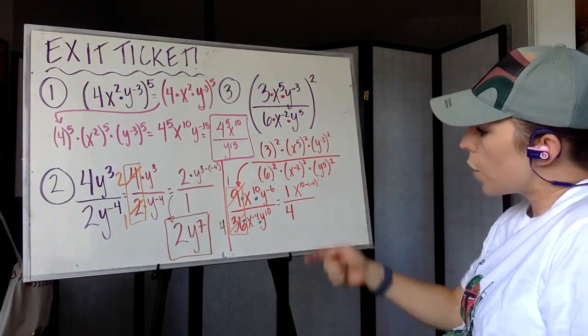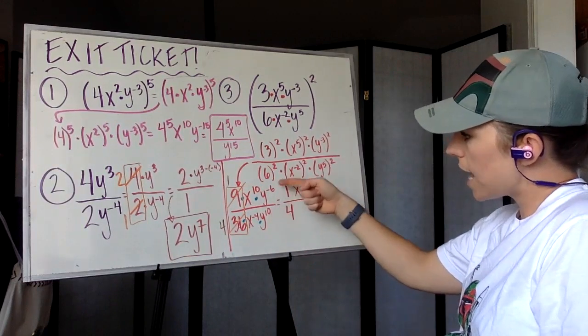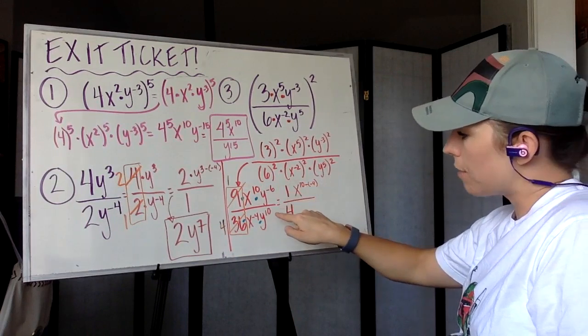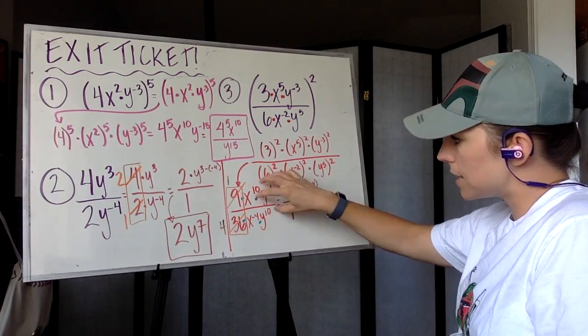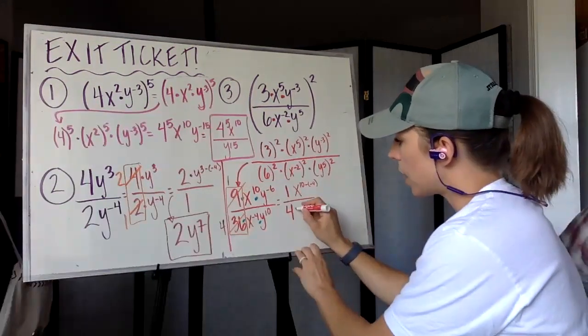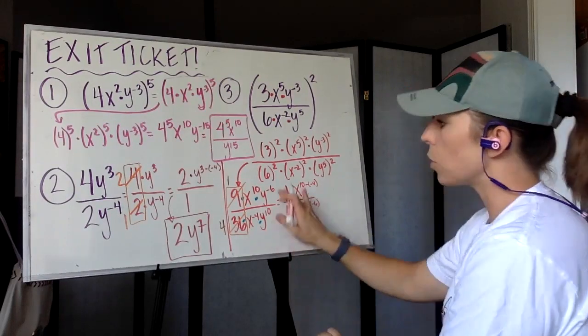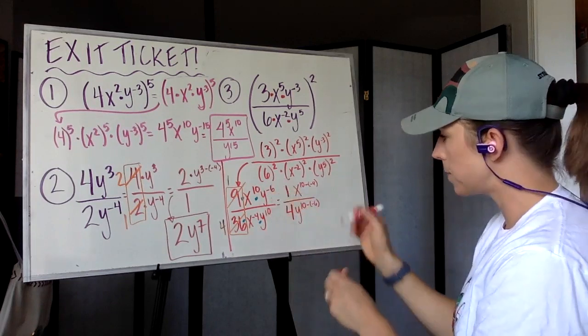Let's look at the y's. We've got 10 in the denominator, negative 6 in the numerator. Pretty sure 10 is more, which means we're going to have y's in the denominator. These 6 will move down, and we have 10 minus negative 6, because you're always subtracting whatever the exponent is.